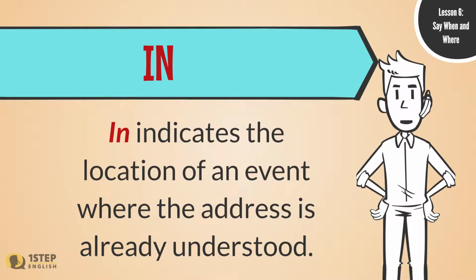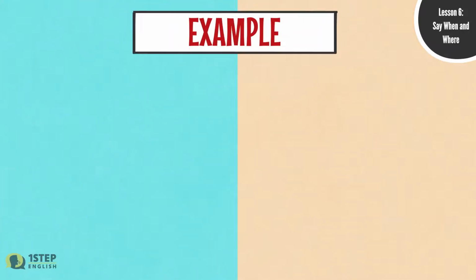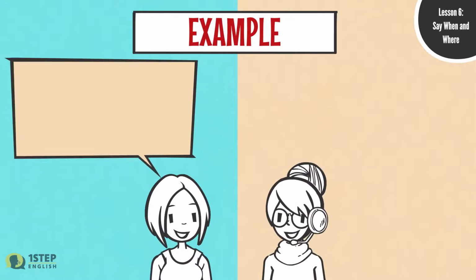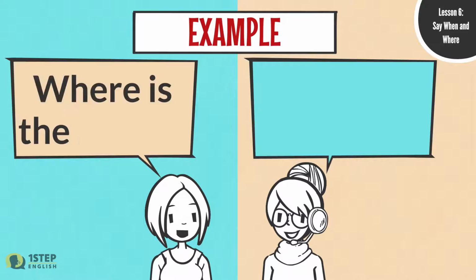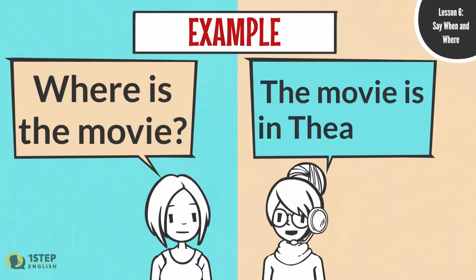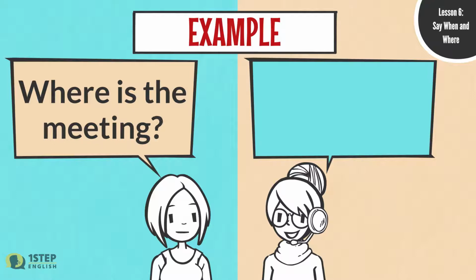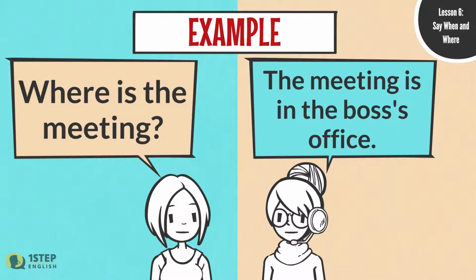In indicates the location of an event where the address is already understood. For example, where's the movie? The movie is in Theater A. In. The movie is in Theater A. Where's the meeting? The meeting is in the boss's office. In. The meeting is in the boss's office.